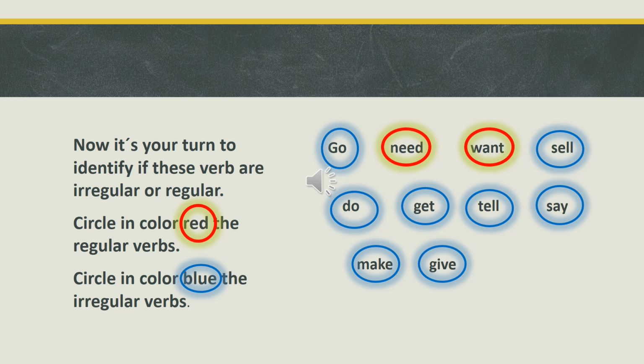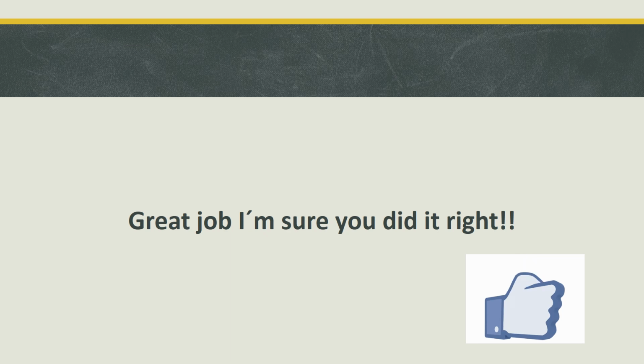Here are the answers. Circle in color red the regular verbs. Need, want. Circle in color blue the irregular verbs. Go, sell, do, get, tell, say, make, give. Great job. I'm sure you did it right.